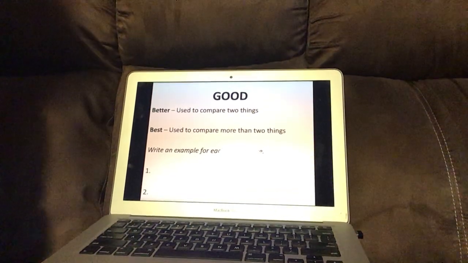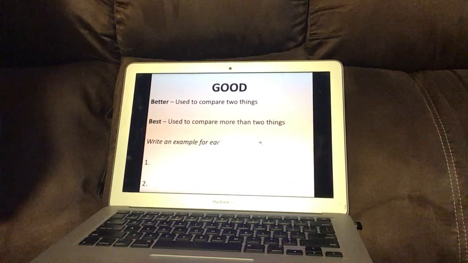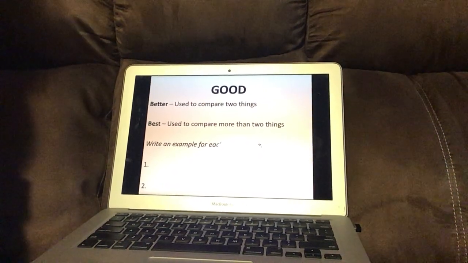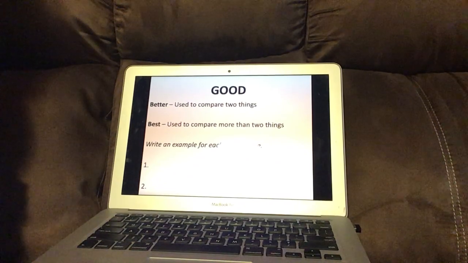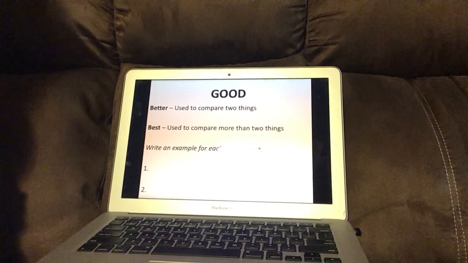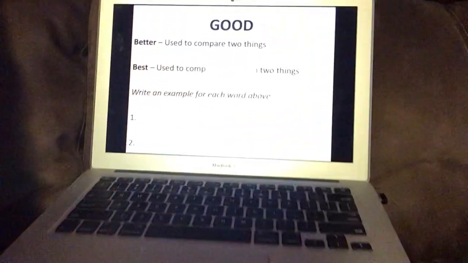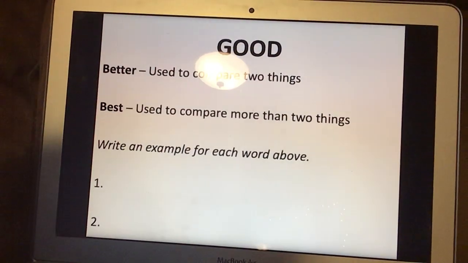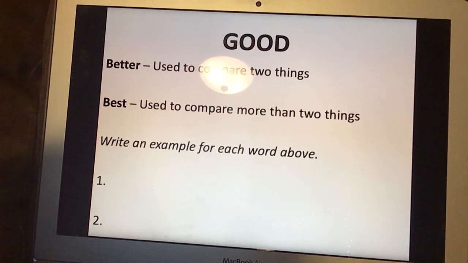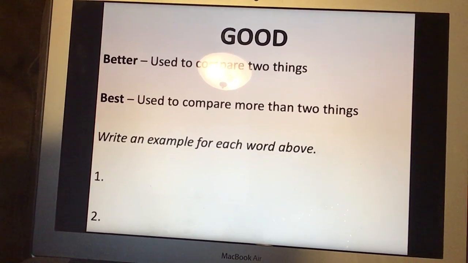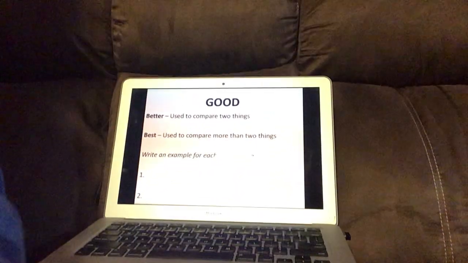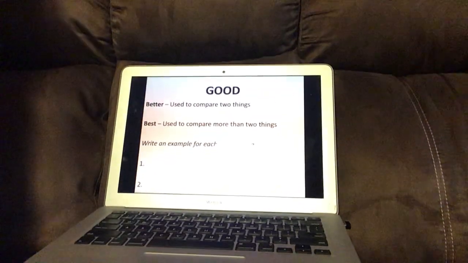All right, so a little recap of our better used to compare two things, best used to compare more than two things. In your language notebook now, I want you to give me an example for each word above. So give me a sentence using better and give me a sentence using best. When you're finished writing your two sentences, I want you to go ahead and post those on recent activity on Schoology.